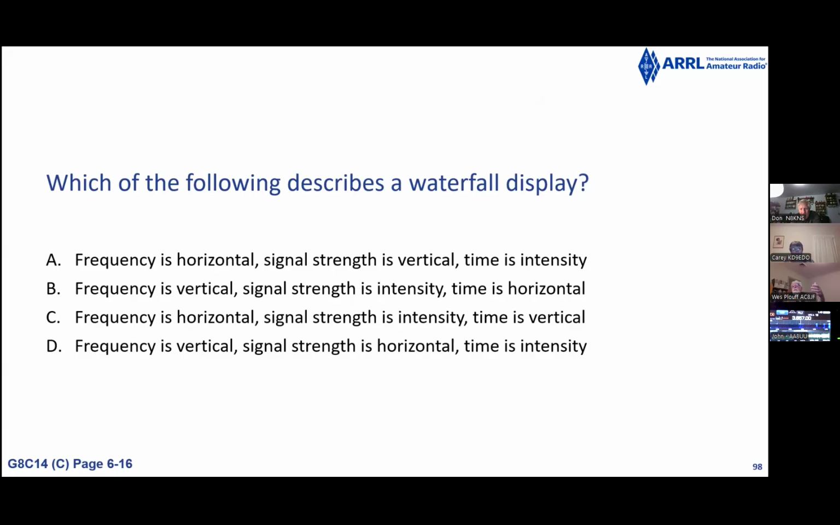On some of the displays, as the signal strength was stronger, the display got brighter, and on the WSJT display, it changed colors depending on the signal strength. But at any rate, frequency horizontal, time vertical is the answer you want. Just try to remember that video you saw, or look at any waterfall video on YouTube, and it'll show you the same thing: frequency horizontal, signal intensity, time vertical. So that's it.